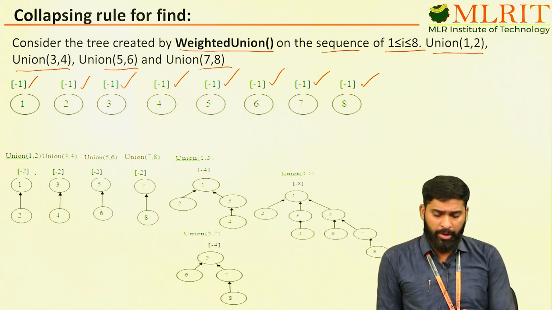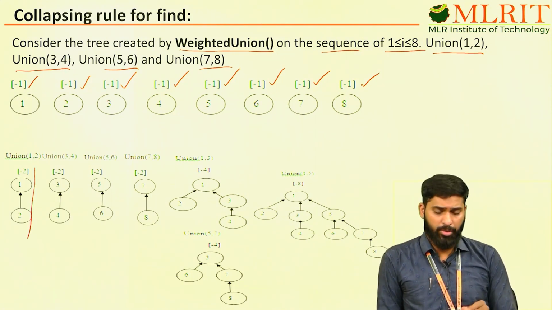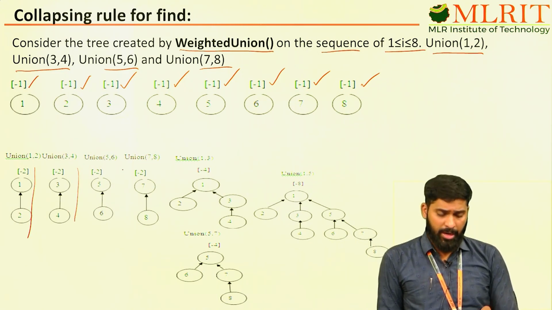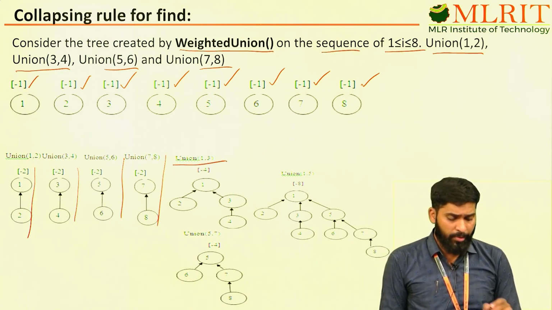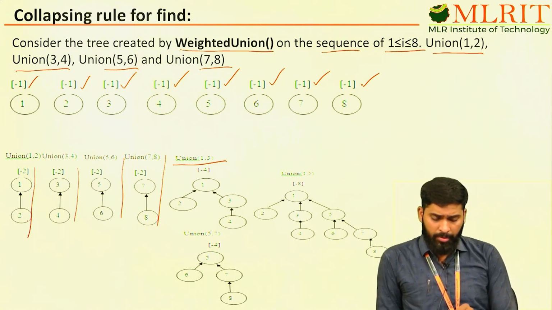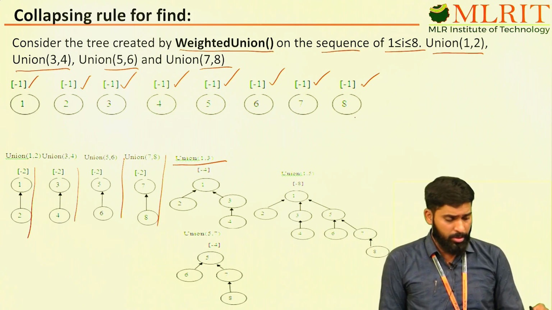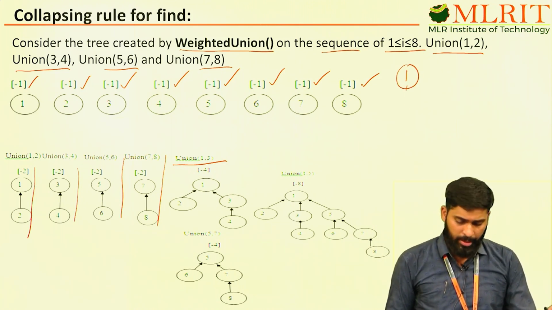Now union of 1, 2. So this is the result. Union of 3 comma 4, this is the resultant tree. And union 5 comma 6, this is the resultant tree. And union 7 comma 8. Now union of 1 comma 3. So this is the union of 1 comma 3. Here, 1 has 1 and 2.